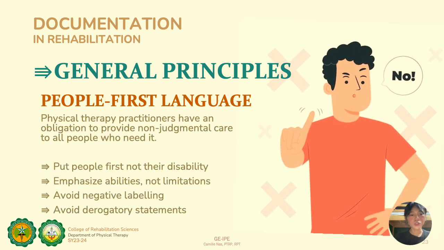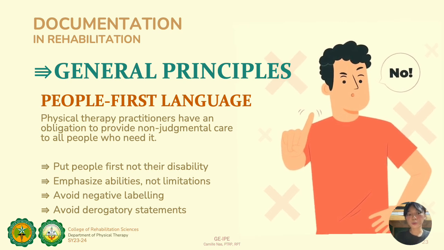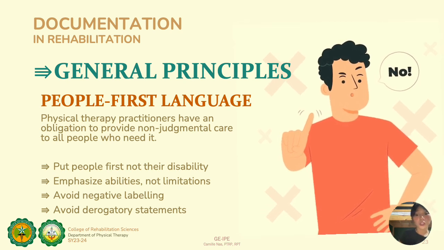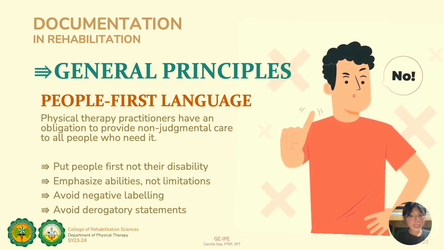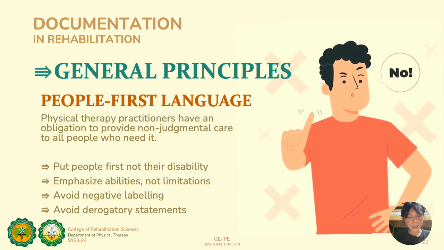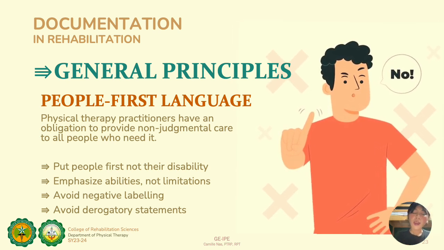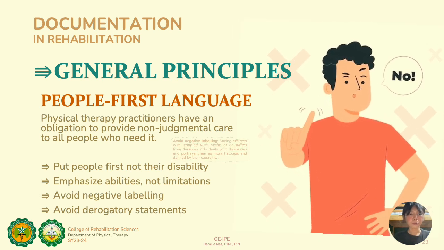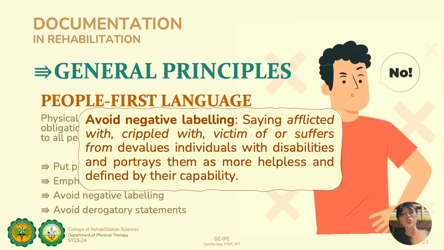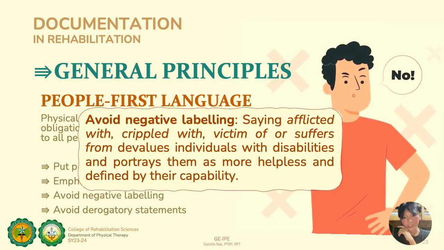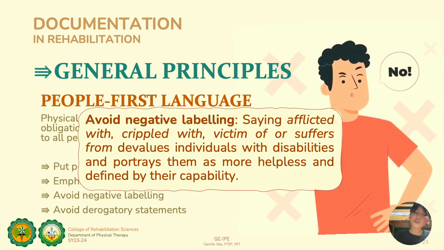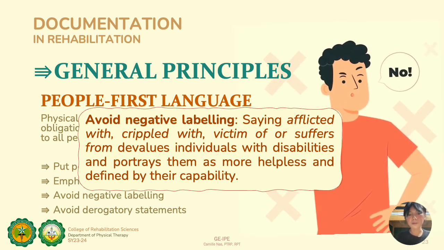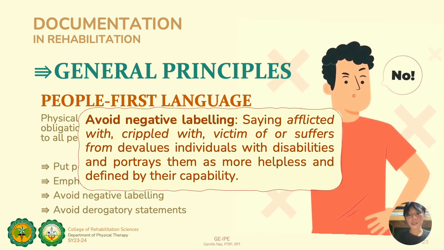Okay, people first language. PT practitioners have an obligation to provide non-judgmental care to all people who need it. So, by putting people first and not their disability, emphasize abilities, not limitations, avoid negative labeling. This is another way to have a neutral tone. Avoid derogatory statements. So, I think we have an example here. Avoid negative labeling such as saying afflicted with, crippled with, victim of, or suffers from. It devalues individuals with disabilities and portrays them as more helpless and defined by their capabilities.